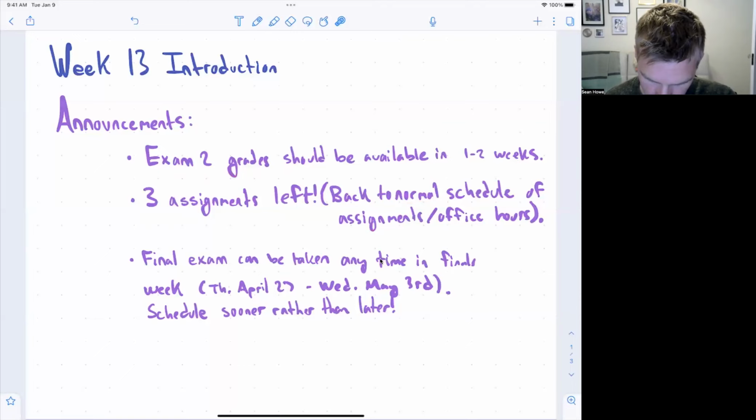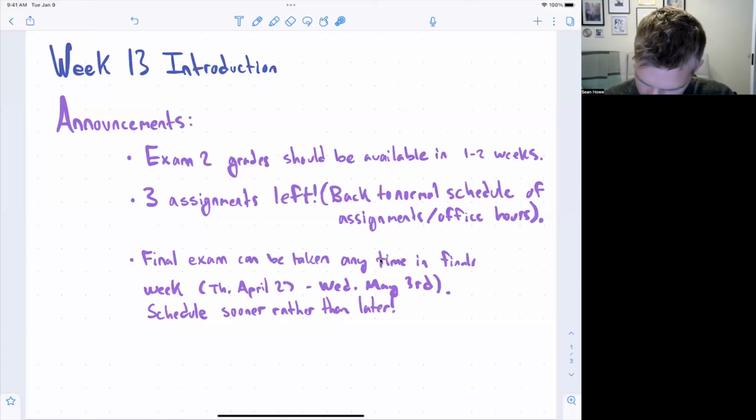Let me point out though, the final exam is at the end of this month, so it can be taken anytime during finals week. Finals week starts on Thursday, April 27th and ends on Wednesday, May 3rd, so it's like a slant week. But anyway, if you want to make sure you get that scheduled at a time that works for you with your other finals, do schedule that sooner rather than later. The scheduling is already open.